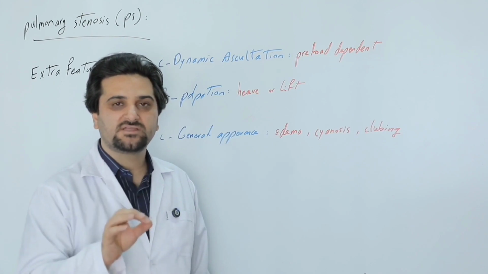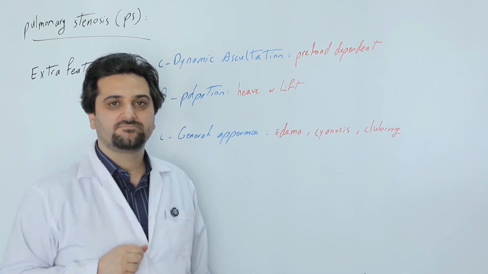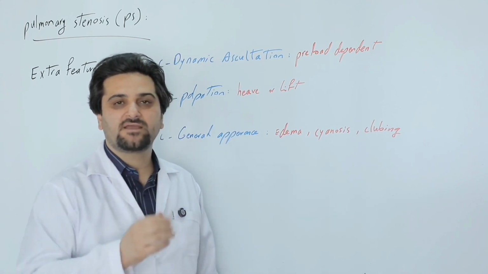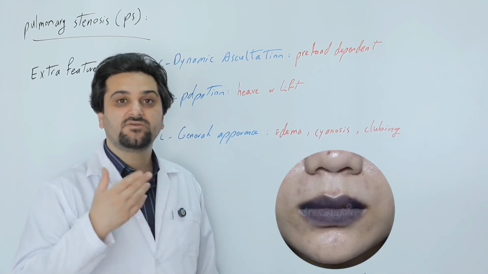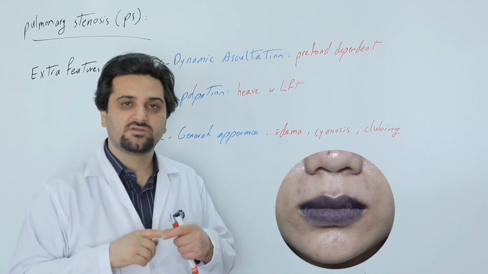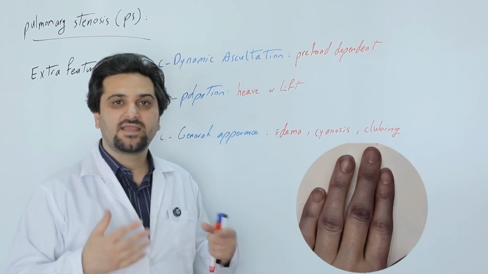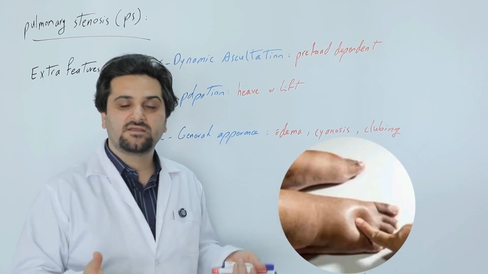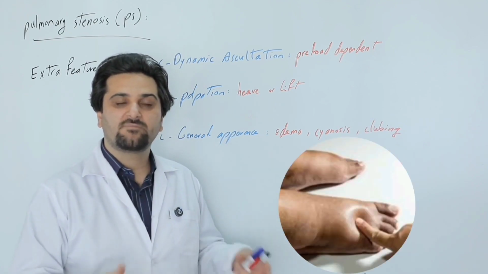What are the characteristics of PS patients in general appearance? Due to increased right-sided pressures, a right-to-left shunt may develop, and many of these patients have cyanosis. As a result of the cyanosis, they may also develop clubbing of their fingers, and as a consequence of the elevated right heart pressures, they may have hepatomegaly, splenomegaly, or even edema of the lower limbs.